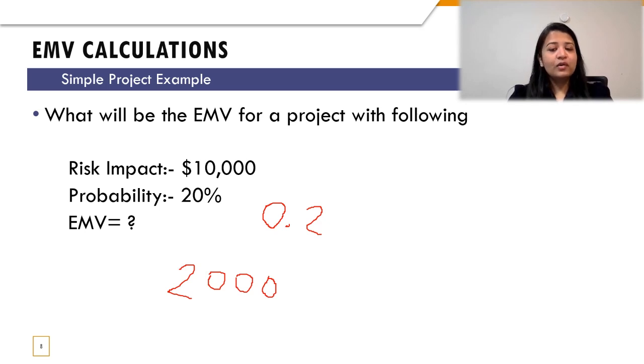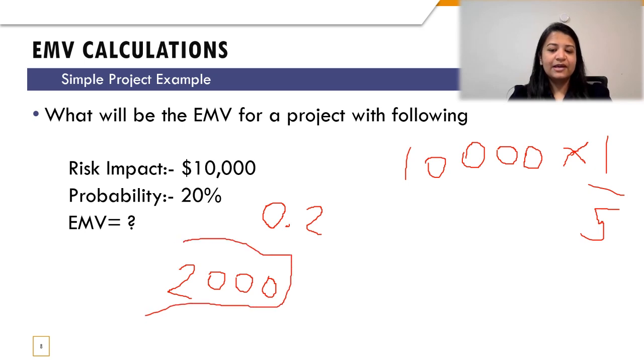You can also solve it like, since it is 20%, which is 20 divided by 100, I can just write 10,000 over here and multiply it with 1 over 5, or 1 divided by 5, because 20 divided by 100 is nothing but 1 by 5. So if I just finish up with this small calculation, I end up getting the actual EMV value, which is $2,000 for this particular project.